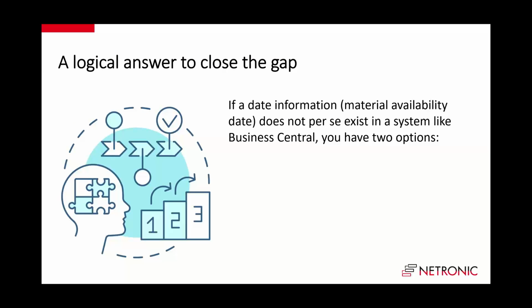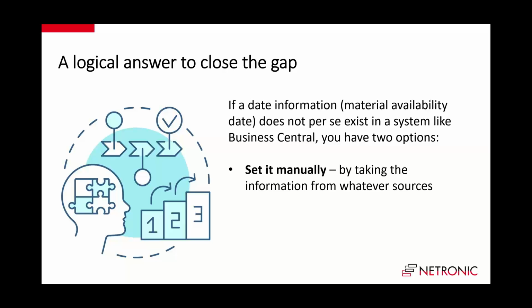If date information, in this case the material availability, does not per se exist in a system like Business Central, and you build a product that should facilitate an earliest material availability date, as a developer you have at least two ways to get this information into the system. The first way is you allow the users to set it manually. You track your material availability on a giant Excel sheet, and then take the data and put it manually on the production order, or on the production order line.